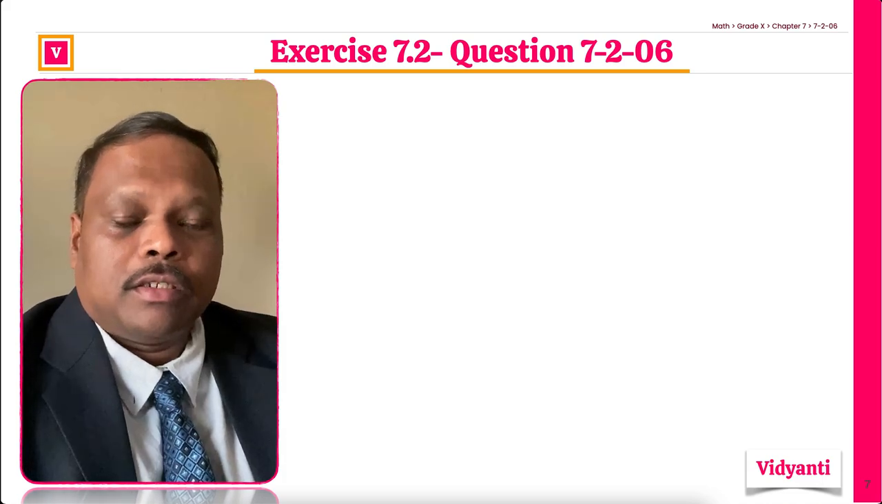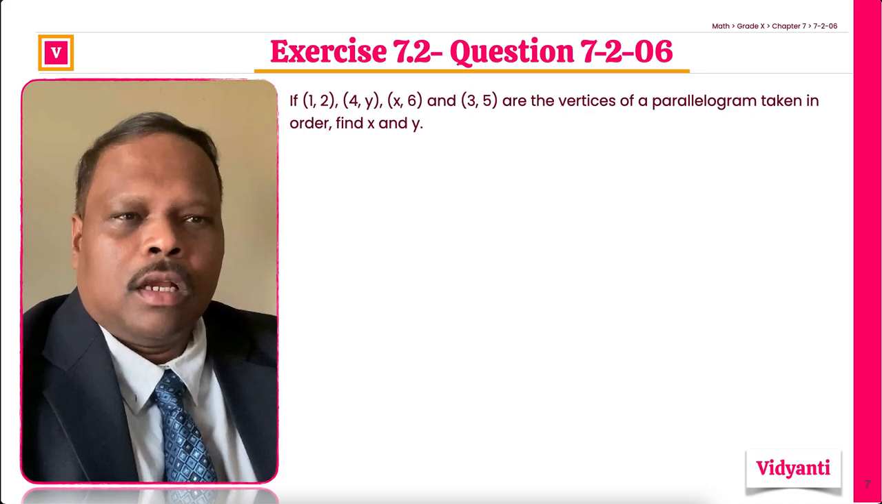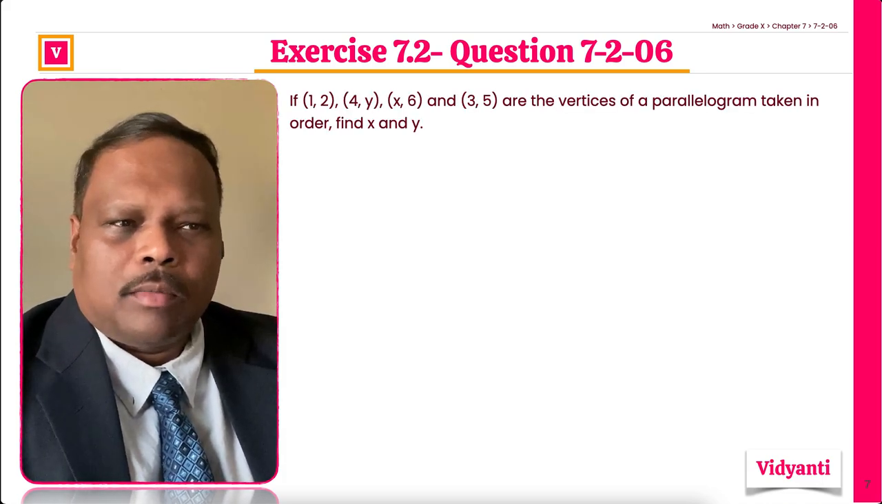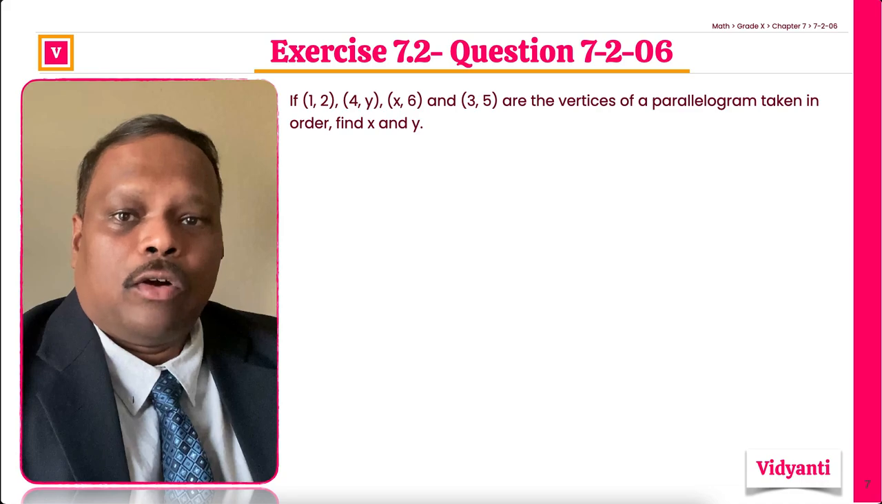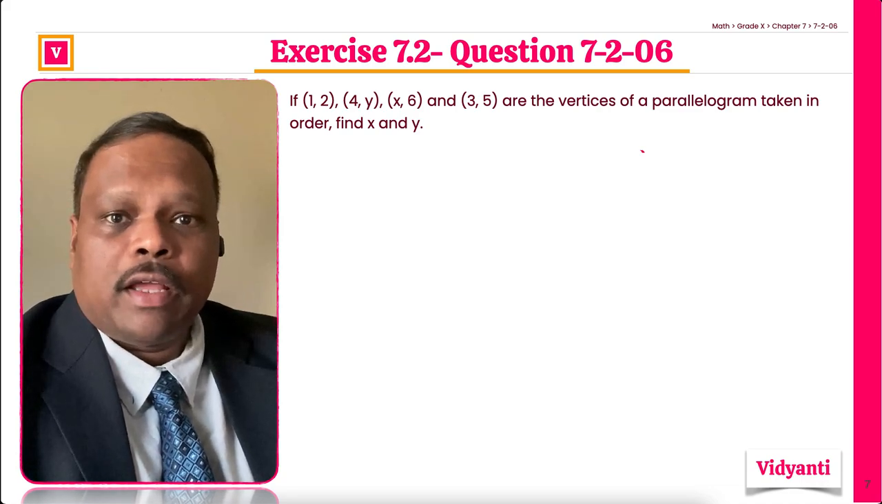This exercise, question 7 to 6. If (1, 2), (4, y), (x, 6), (3, 5) are the four vertices of a parallelogram, we are supposed to find out the value of x and y. Let's draw a quick diagram.